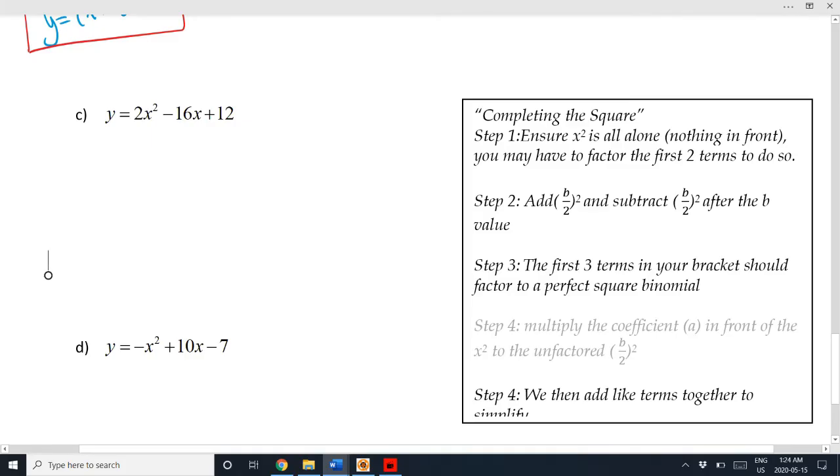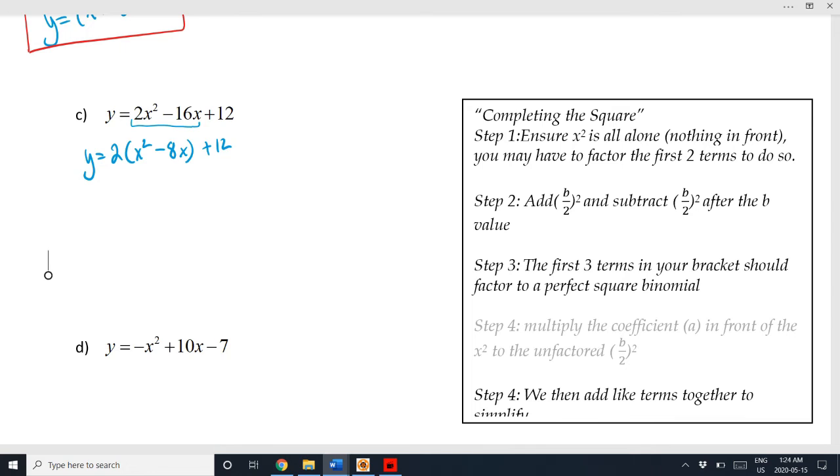So let's try an example where there's a coefficient in front of the x squared. Here it says, ensure that x squared is all alone and nothing in front. You may have to factor the first two terms to do so. So let's do that. Let's factor these first two terms here. So all we want to do is just factor out the 2, so we have our x squared by itself. So now x squared is all by itself. Now we can go on to step 2.